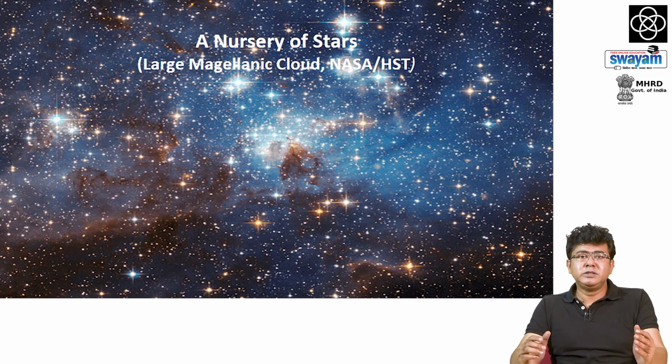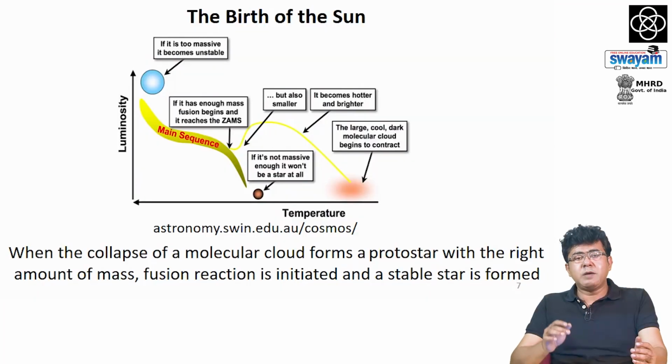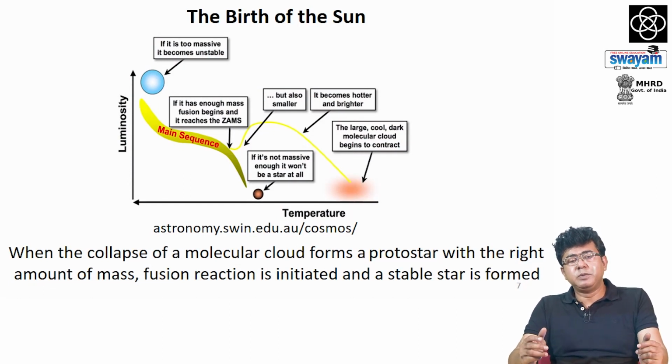And when this region is collapsing, the pressure and the temperature rise, and eventually, when the mass is just right, nuclear reactions are initiated in the core of this collapsing object, which then holds this object together. This is the initial phase of a star.